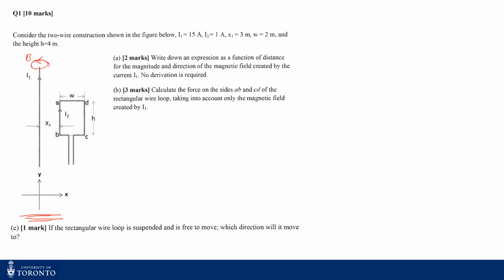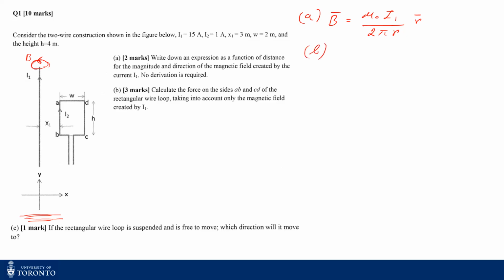So for part A, the magnetic field is given by mu naught I1 divided by 2 pi r, and remember, since it's a vectorial component, we give it a direction, so this indicates that the direction of the magnetic field is according to this convention. All right, that's part A, simple and straightforward.